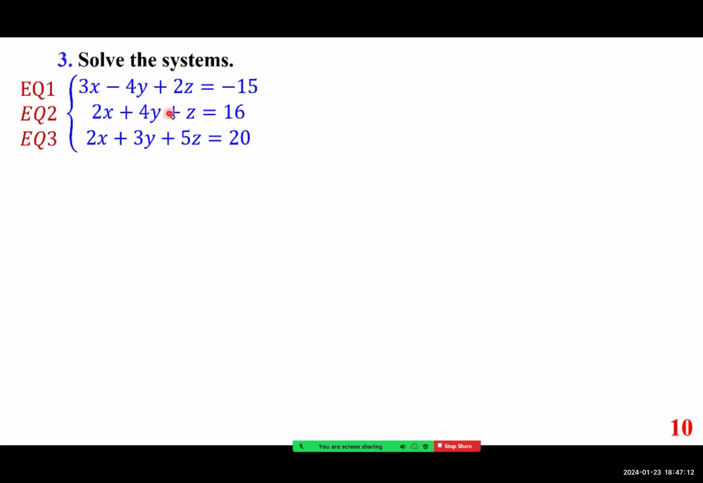Of course, you don't have to get rid of the y. You can get rid of the z, or you can get rid of the x. But I just noticed this is minus 4y, this is plus 4y. That's the fastest way. So I'm going to choose to get rid of the y. So I'm going to combine equations 1 and 2.